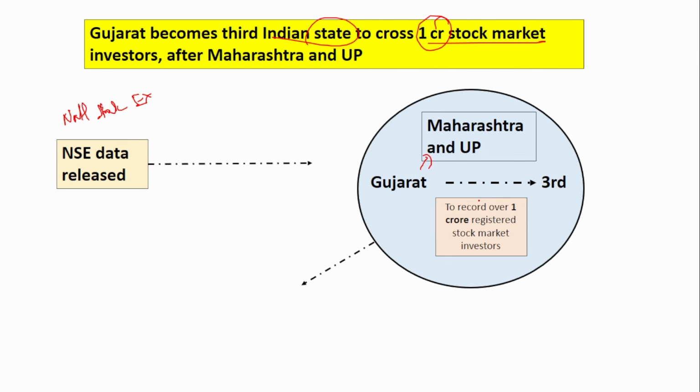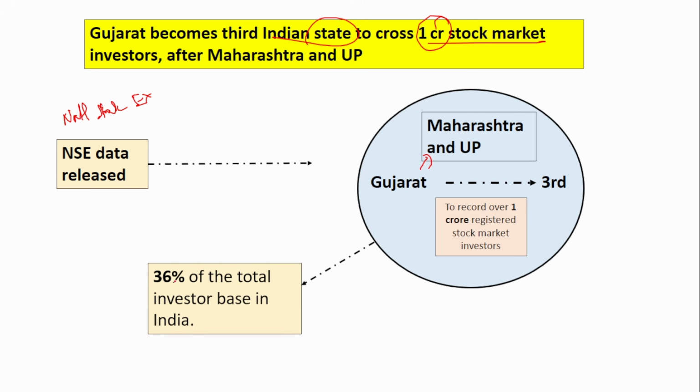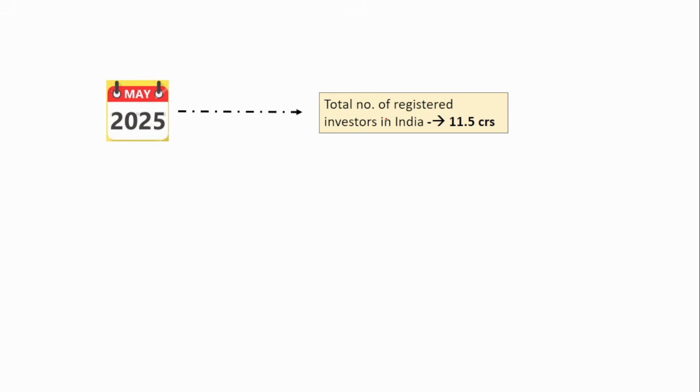Gujarat, Maharashtra and Uttar Pradesh together account for over 36% of the total investor base in India. Say suppose there are totally 100 crores of registered investors in India, just for an example, then around 36 crores of investors are in Maharashtra, Uttar Pradesh and Gujarat. As of May 2025, the total number of registered investors in India is 11.5 crores. You can use this data somewhere in your descriptive writing if needed.